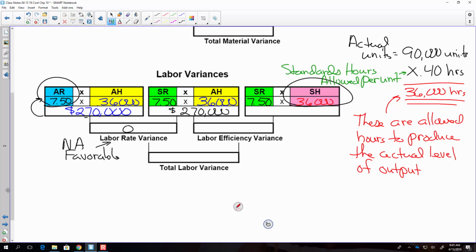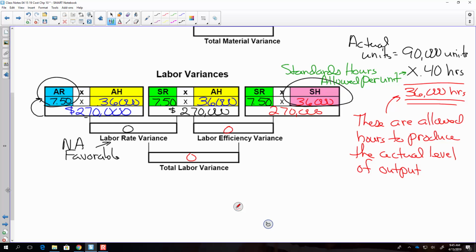What's 7.5? Well, it's the same number. So we have, again, a 0 efficiency variance, total 0 also. But it gets us used to our terminology here a little bit. So would we investigate anything here? Obviously, no. There is no variance, right?